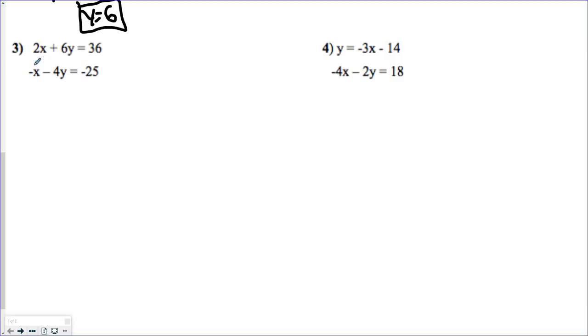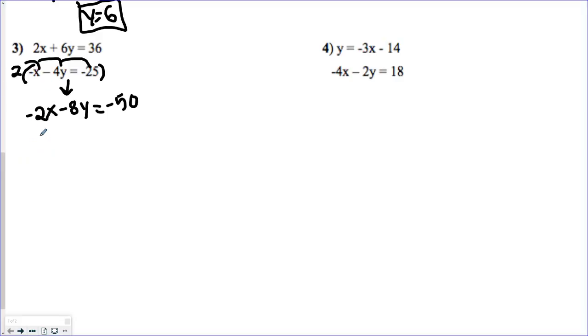And I actually can. I can just simply multiply this entire equation by 2. Now, I can't just multiply the negative x by 2. I have to multiply the entire equation. So when you change something, you have to change the entire equation in the same way. So 2 times negative x is negative 2x. 2 times minus 4y is minus 8y. And 2 times negative 25 is negative 50. So I multiply the entire equation by 2, not just the x number.